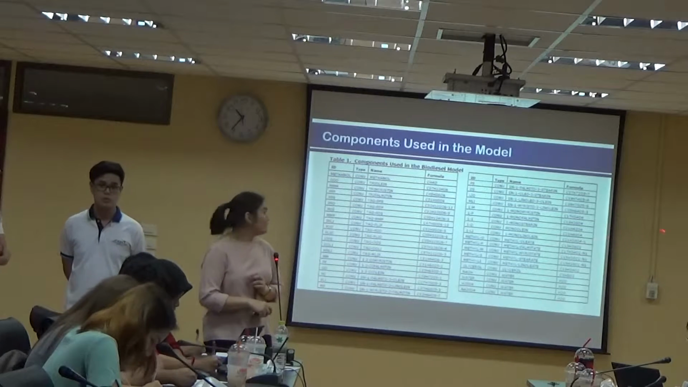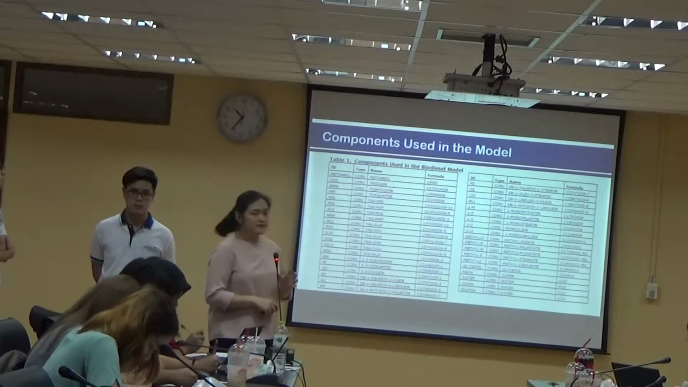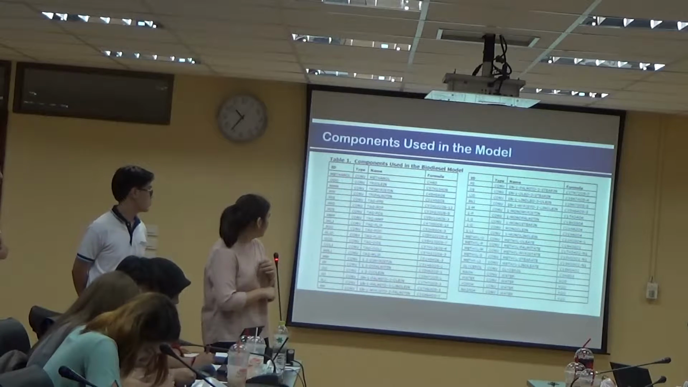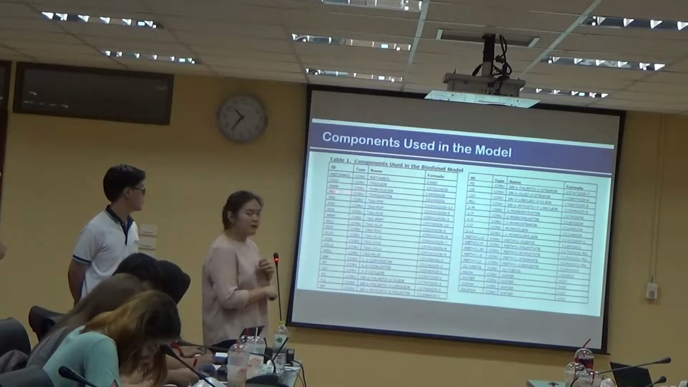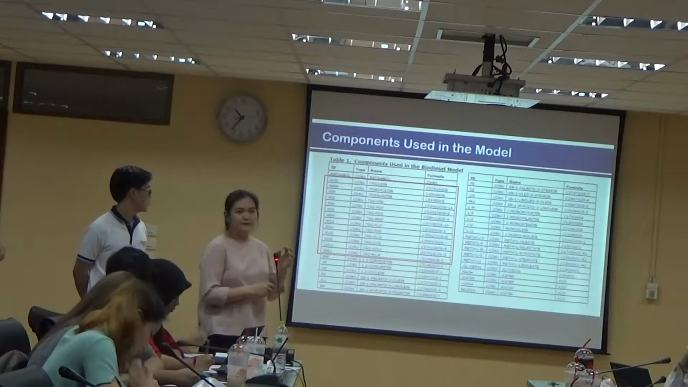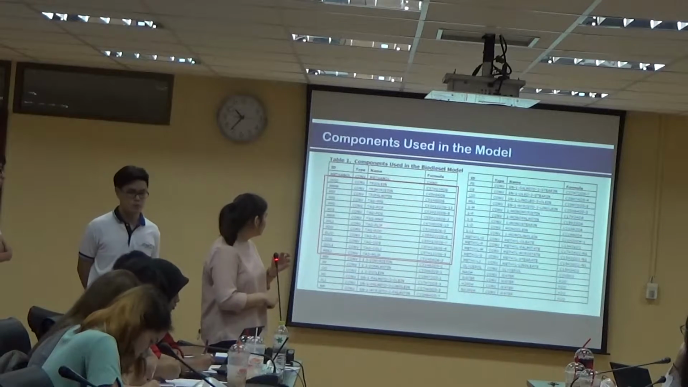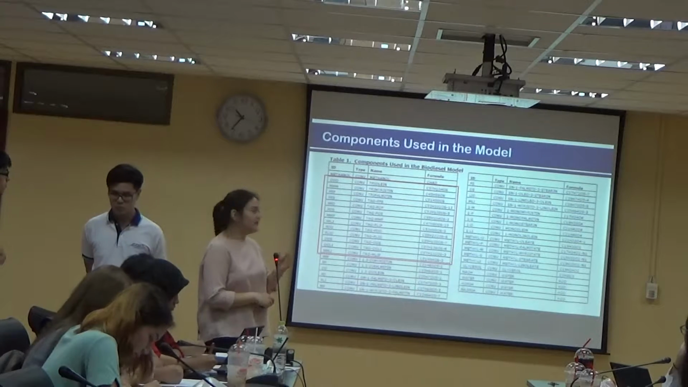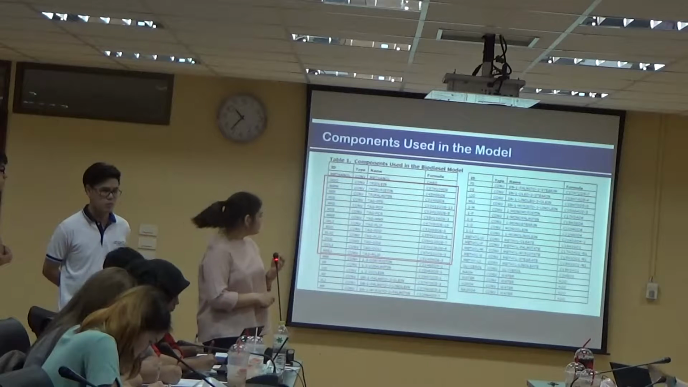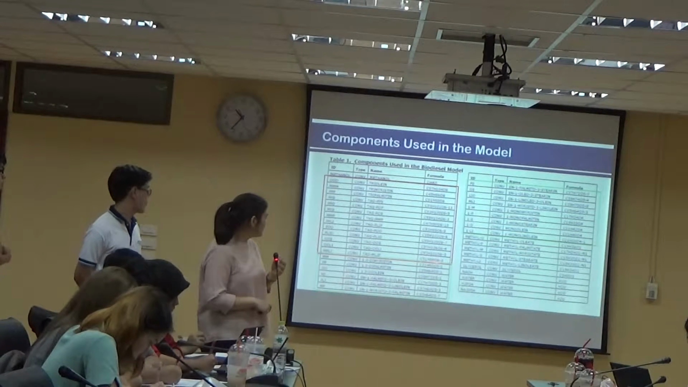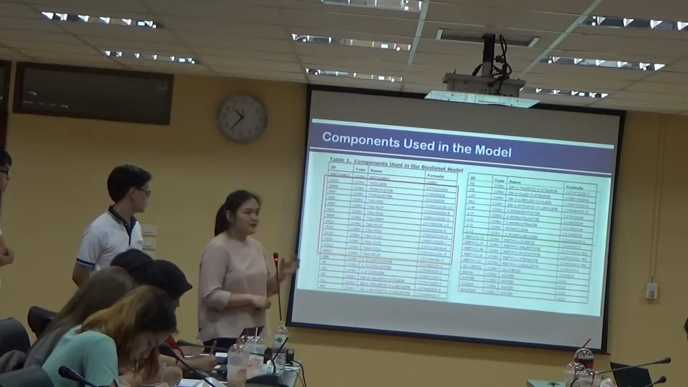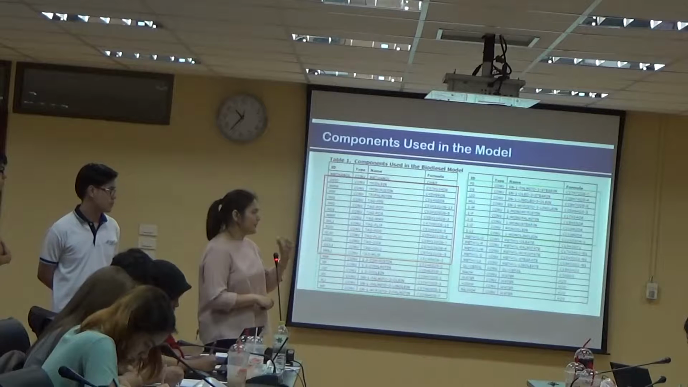And this table shows the components used in the biodiesel model. The first component is methanol, the raw material in this model, and the vegetable oil is a mixture of triglycerides, as shown in the left circle, such as triple O, triple M, triple P, and the components shown in the green circle are the intermediate forms.